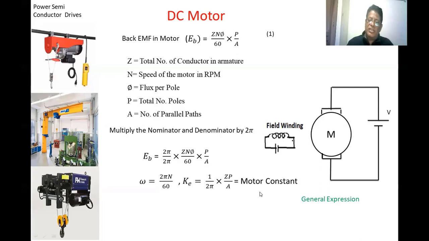Once the motor is designed, the number of conductors, the number of poles, and the number of parallel paths in the motor are constant. That's why this is a constant for a given motor. So EB we can write as EB equal to Ke into omega into phi. That is, the back EMF in a motor is directly proportional to the speed of the motor in radians per second and phi. Take this as equation 2. This is a general expression for any type of motor, that may be a shunt motor, series motor, or compound motor, whatever it is.